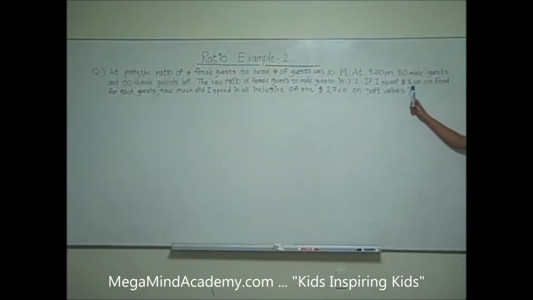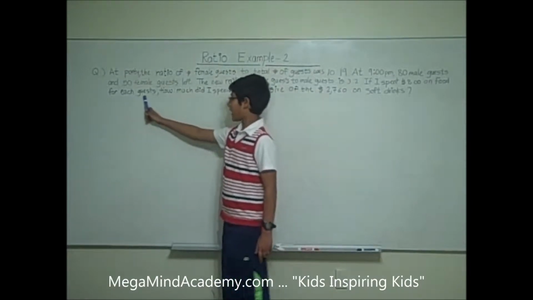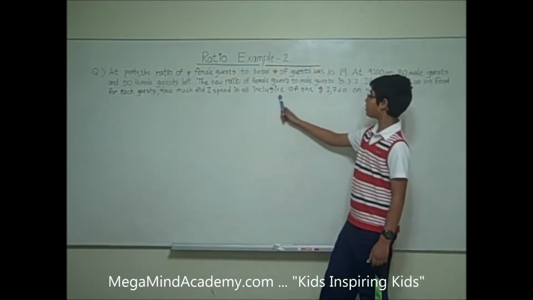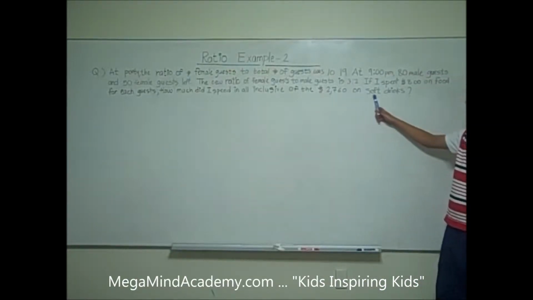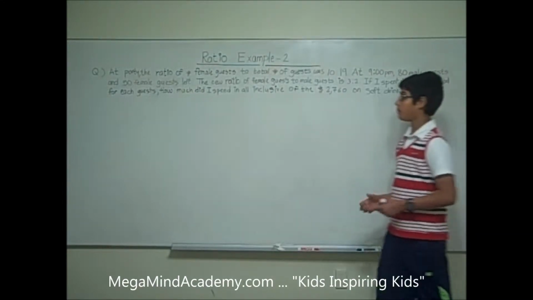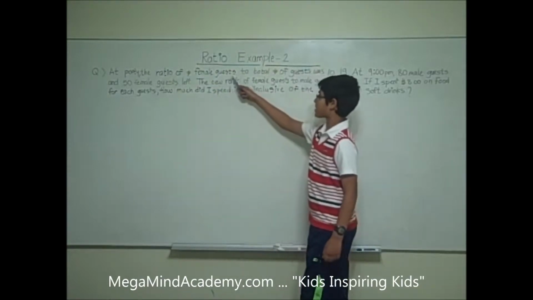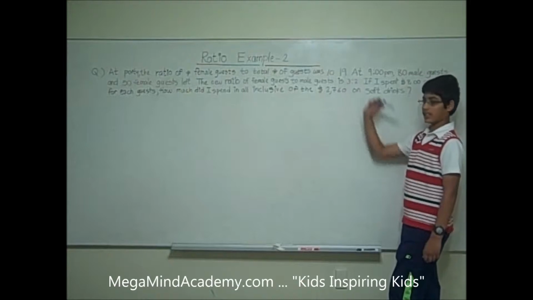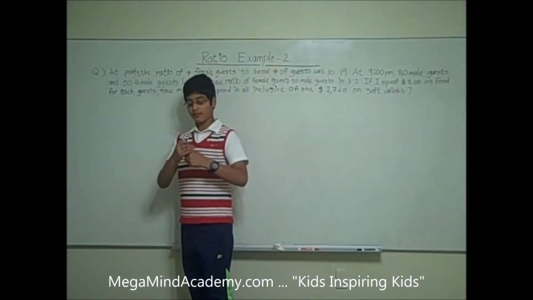If I spent $8 on food for each guest, how much did I spend in all, inclusive of the $2,760 on soft drinks? Now, it states in the problem that the ratio of the number of female guests to the total number of guests was 10 to 19. So, let's write that down.